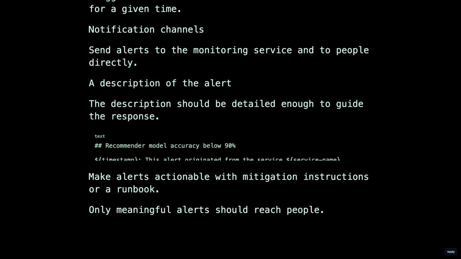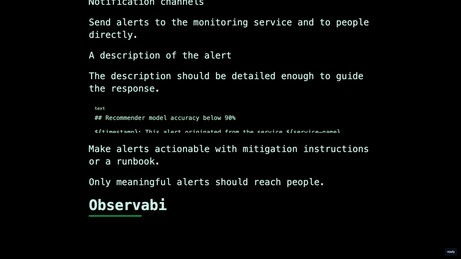Too many trivial alerts train people to ignore the system, and that is dangerous. The real goal is to reserve attention for the signals that truly need a human response. Observability is about understanding a system from the signals it produces. The important shift here is from simply detecting that something is wrong to inferring what is happening inside the system.